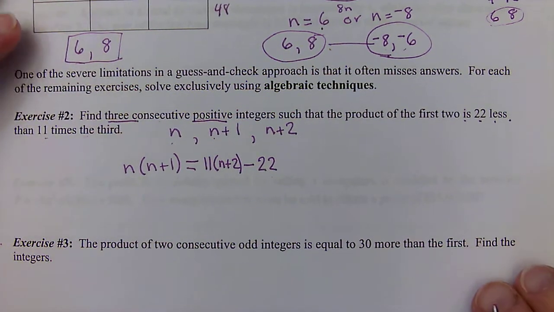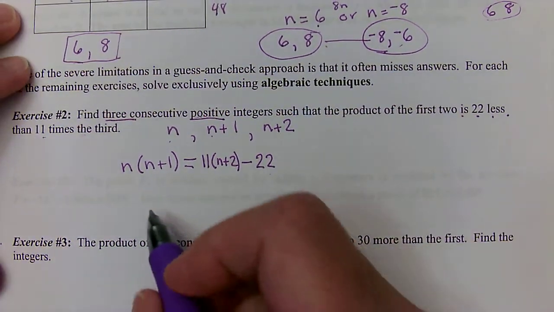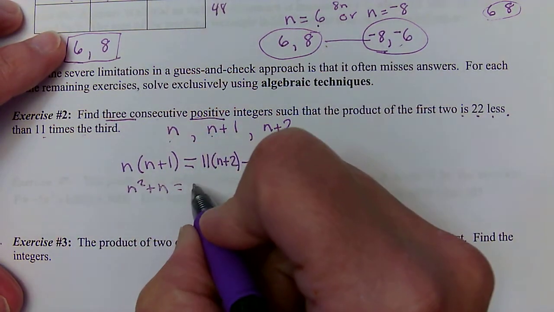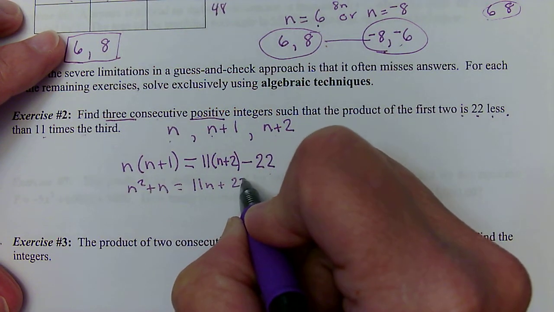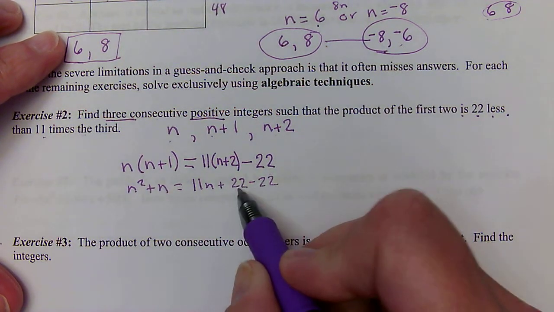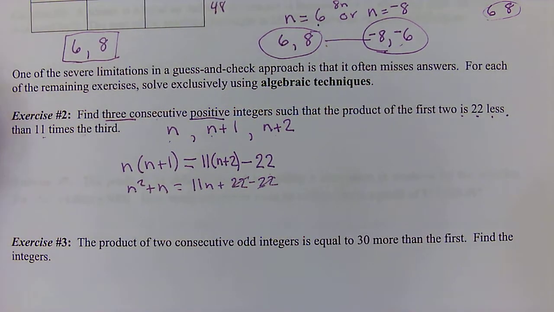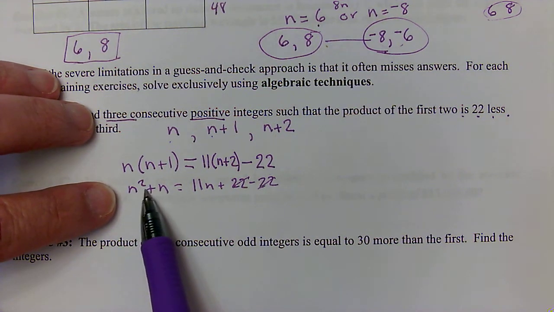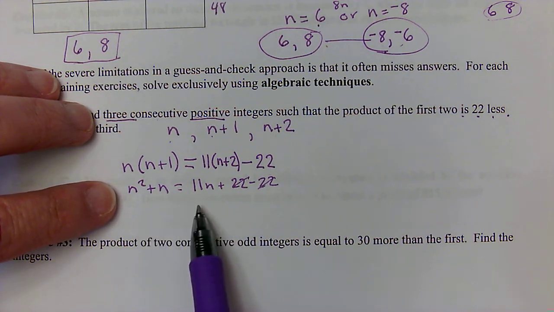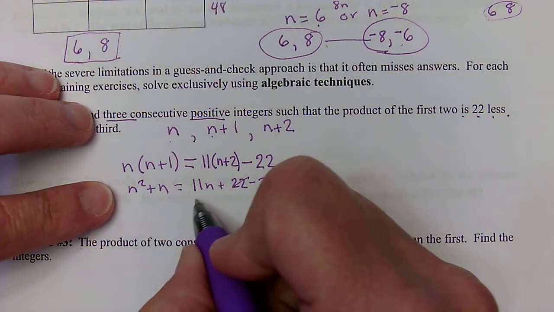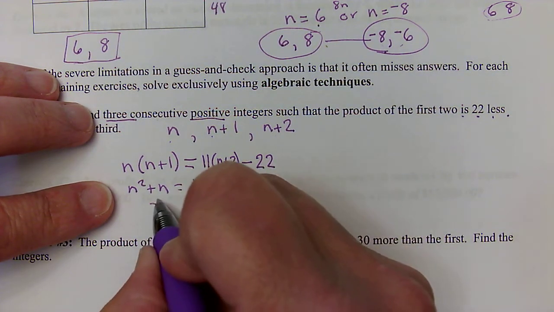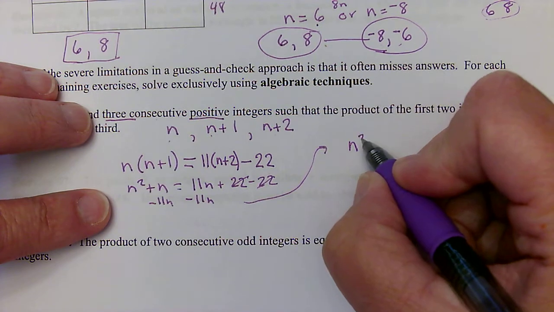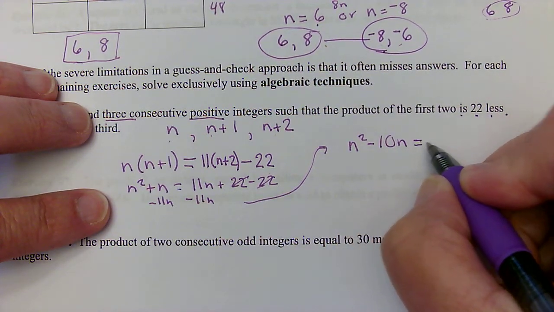So I'm going to distribute to see what both sides are going to come out to here. On this side I get n squared plus n. On this side I get 11n plus 22 minus 22. Well, the plus 22 and the minus 22 cancel out. I have a quadratic equation because the highest power is 2. But I have multiple terms including the variable, so I want to get 0 on one side. So I'm going to subtract 11n from both sides. So that gives me n squared minus 10n equals 0.